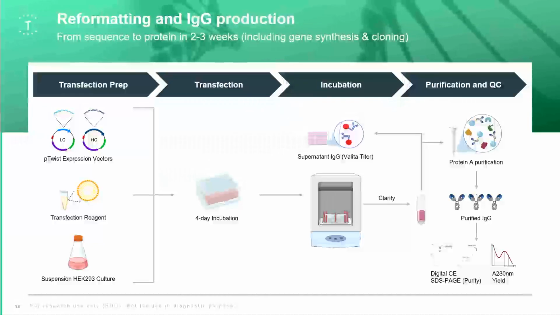These were then transfected into HEK293 cells using Lipofectamine, and after a few days incubation, the supernatants were harvested and protein A purified. We carried out some basic QC on the purified antibodies, a digital gel to give you an idea of size and purity, and an A280 read to give you an idea of concentration and yield.